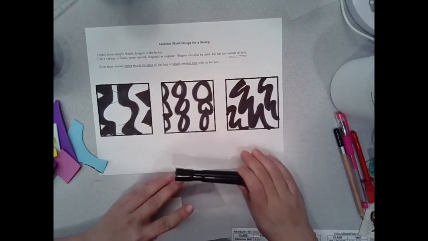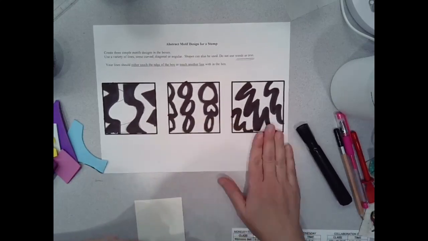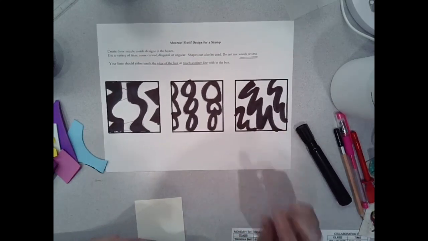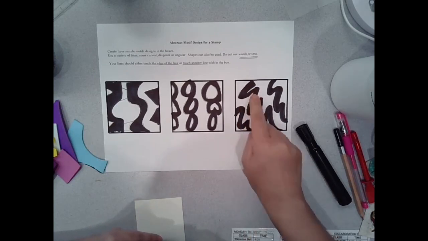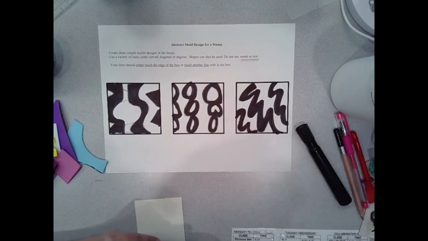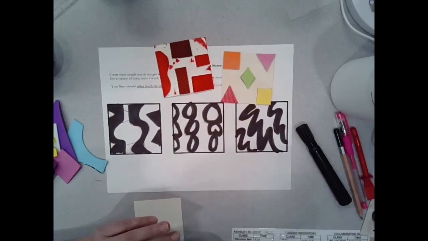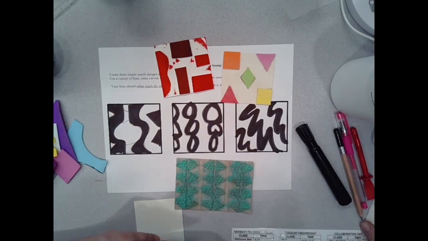So now that I'm done my 3 designs, I'm ready to start choosing which one I'm going to turn into a stamp. You want to remember, everything that you colored solid with your marker is going to be the shapes that you have to cut out of foam. So choose the path of least resistance.